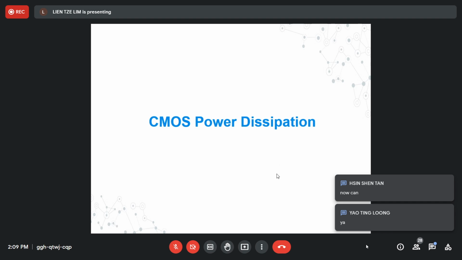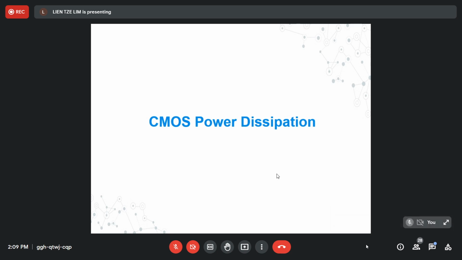Okay, today I will start another topic, which is about CMOS power dissipation. This topic is also quite important. The performance of the CMOS circuit, we have to evaluate it based on this power dissipation. What is the outline for this CMOS power dissipation?